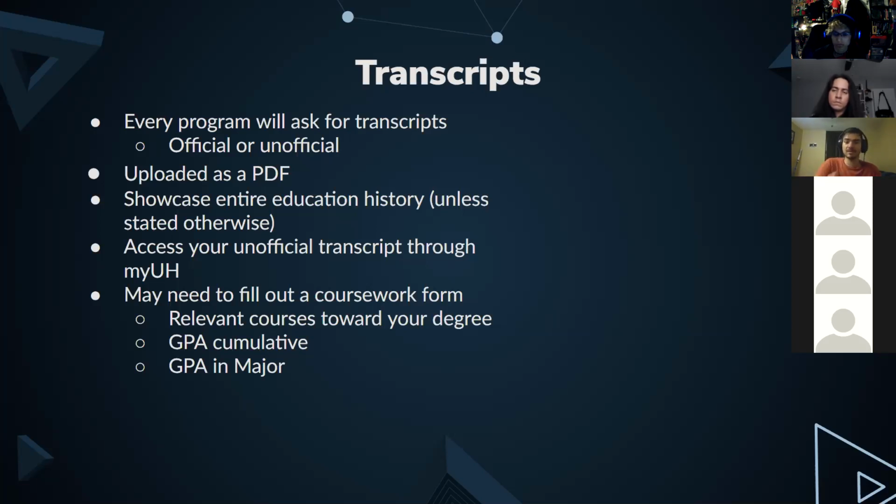With UH, you can actually access your unofficial transcripts through My UH. It's pretty simple. You just click a few buttons, and it gives you a printout you can download as a PDF of your transcript itself. You may also, as Alejandro mentioned previously, need to fill out a coursework form, which will tell you your relevant courses that you've taken towards your degree, your cumulative GPA, the grades you've received in those courses, as well as the GPA in the major.